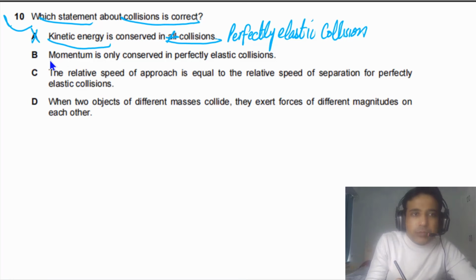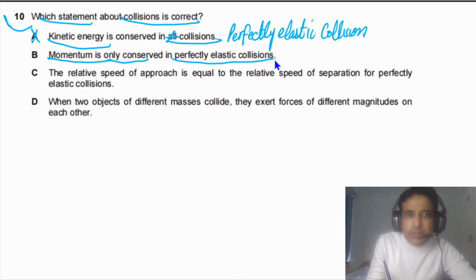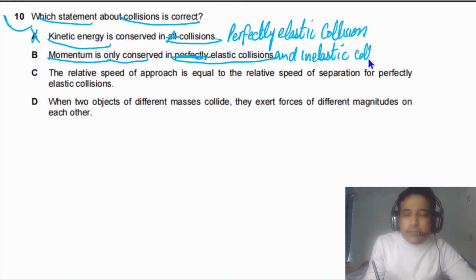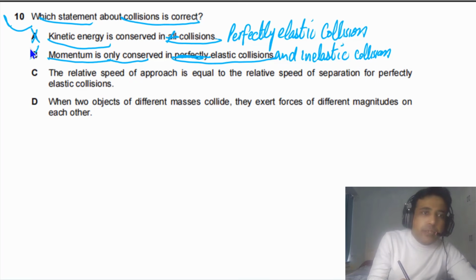If you look at option B, it is given to us that momentum is only conserved in a perfectly elastic collision. This is also incorrect because momentum is conserved in elastic and also in inelastic collisions. So option B is also incorrect.